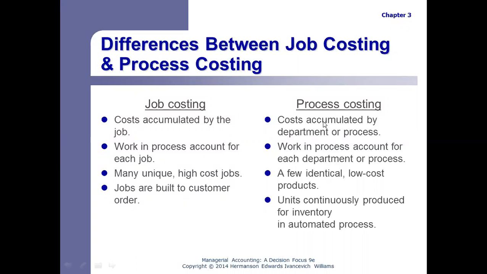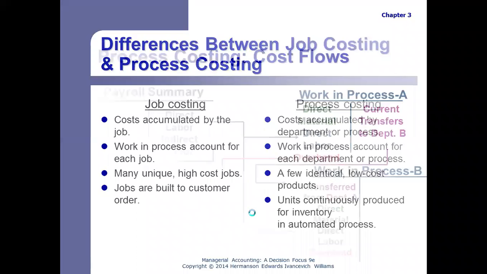For process costing, we don't accumulate costs by jobs, but we keep track of costs by departments or by steps in the process, as we'll see. So we have a work in process account for each department or steps in the process rather than for each job, because there are no jobs in process costing. Process costing, again, is used for identical low-cost products. So if you're doing the same thing over and over and over again, and it's just a few products or one product that you're making.